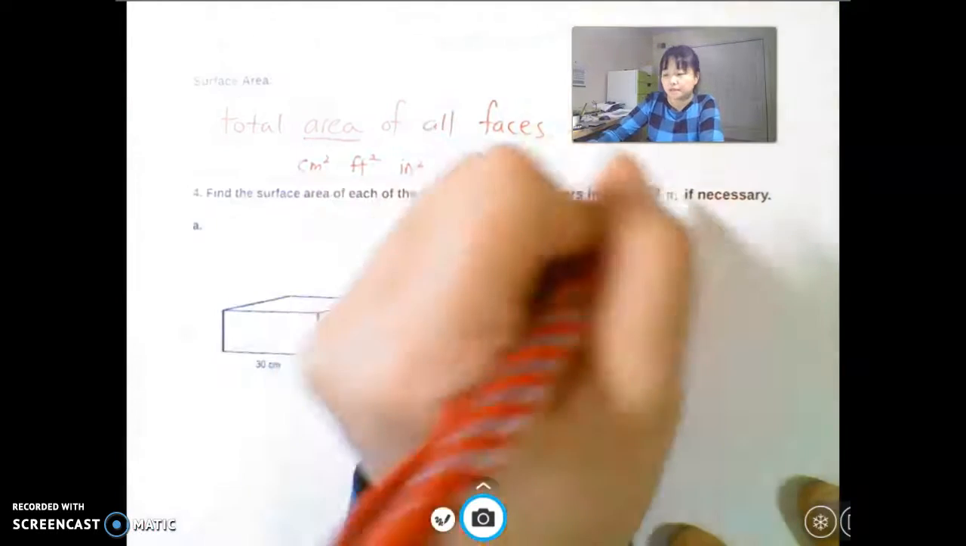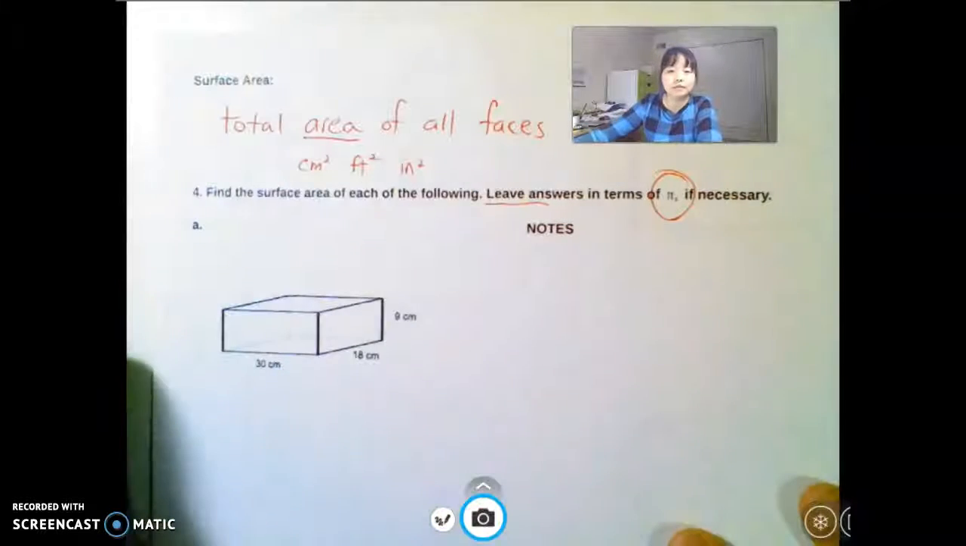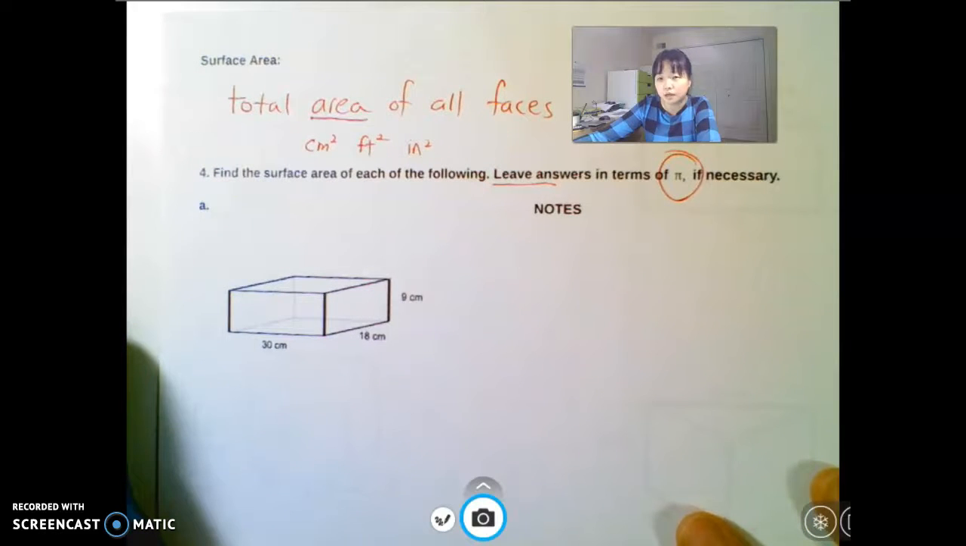And then second thing, if you see a circle or anything to do with circle, just leave it as a pi. We don't have to put 3.14 in the calculator. So surface area of all the shapes.